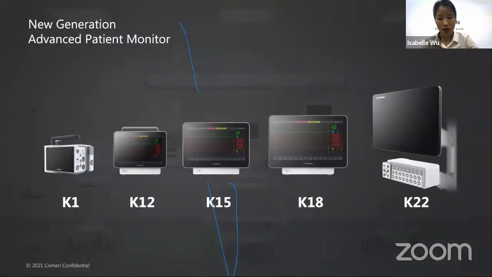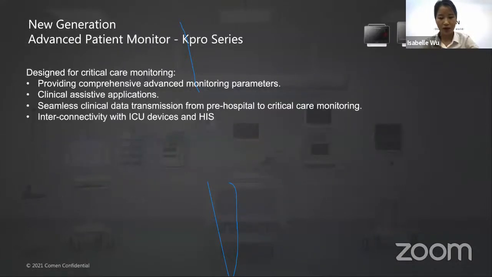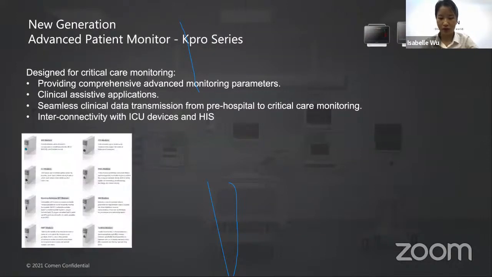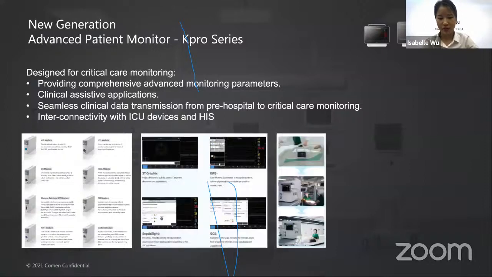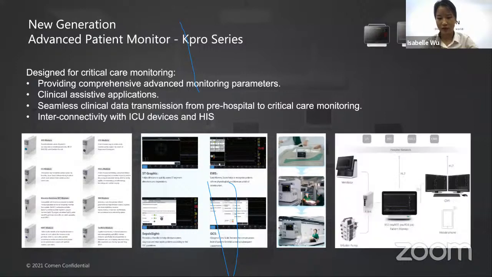This year, Comen launched the latest high-end case series. This is our case series. The high-end case series is designed for critical care monitoring because it provides advanced parameters like Masimo Rainbow SET module, rSO2 module, and so on. It also integrated multi-clinical assistive applications to improve doctors' diagnostic efficiency.